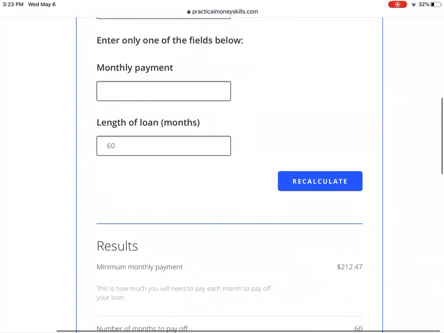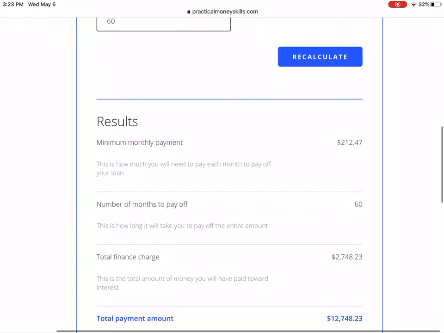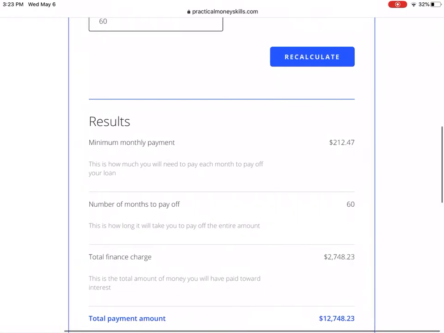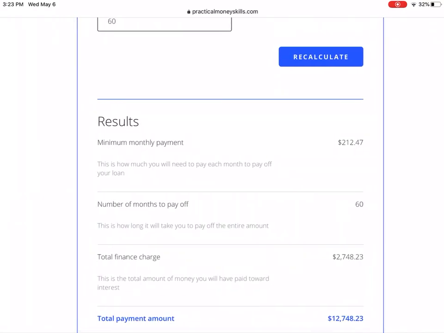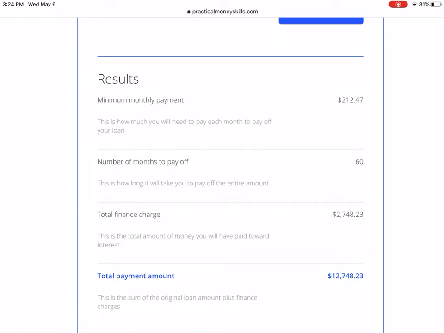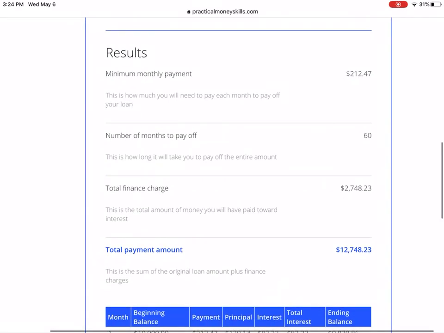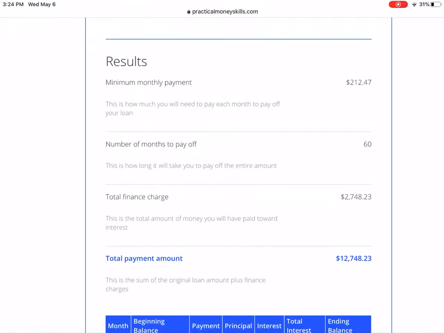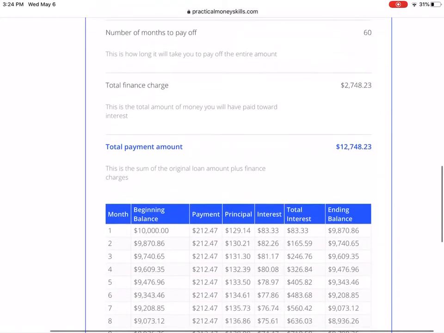So let's see what our amortization chart looks like. Our minimum payment, this would be the amount that you pay every month. Notice that it is lower, $212.47. That's lower than the $250 a month estimate. And the total finance charge, how much you would have paid toward interest, is also lower. It's $2,748 instead of the $5,000 that we had estimated. So we can use that estimate. It lands us a little bit high.